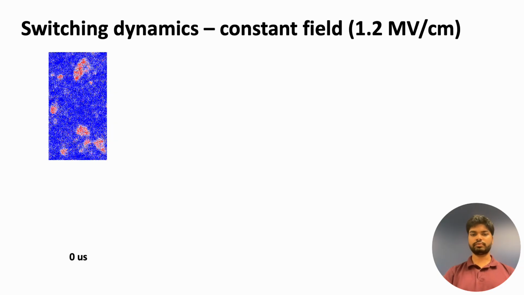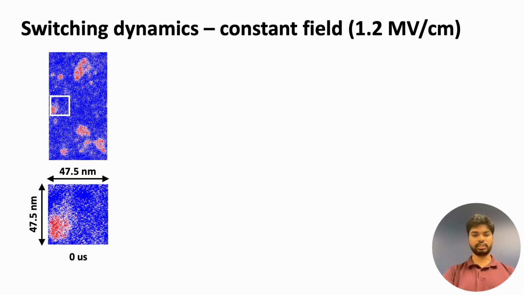Now let us look at the switching as a function of a constant electric field, 1.2 megavolt per centimeter in this case. We start with a 0 microsecond pulse and increase the pulse width as we go along. While we do this, we also look at a zoomed in version of the device, roughly a 50 nanometer by 50 nanometer region. We have also superimposed the electric domain boundaries that we had deduced earlier on top of this film.